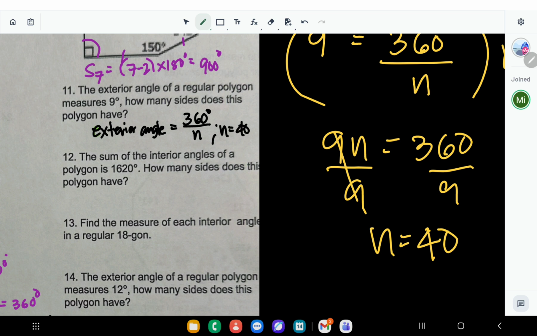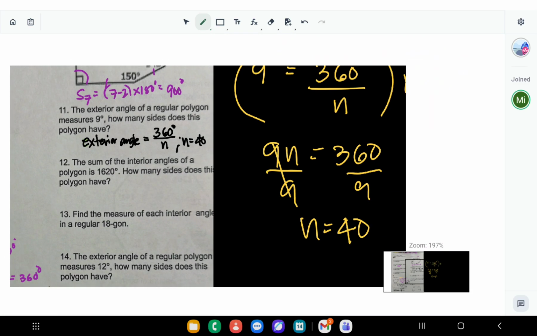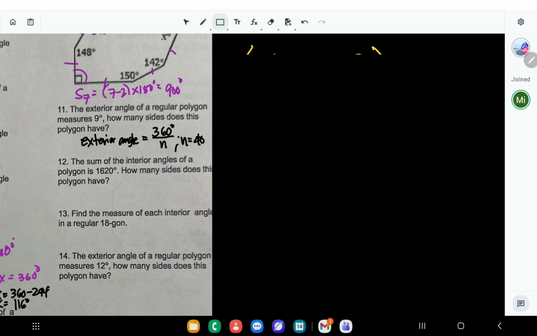Okay, number 12. The sum of the interior angles of a polygon is 1620. How many sides does this polygon have? Okay, we're given the sum. You need to find the number of sides. So the sum of interior angles, what is that? n minus 2 times 180.